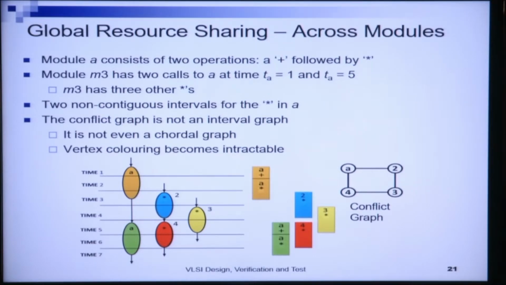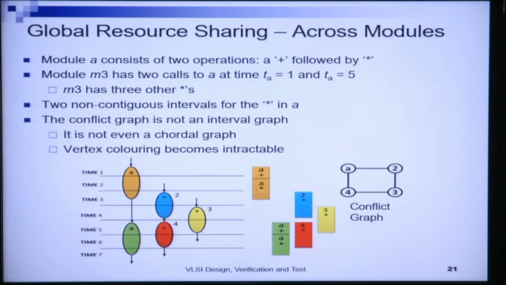So, what happens is that module A becomes non-compatible with 2. Why is module A non-compatible with 2? Because module A does not complete before 2 begins. So, 2 is a distinct multiplication operation, A is another module. A and 2 are conflicting, and hence I have an edge in the conflict graph between A and 2.